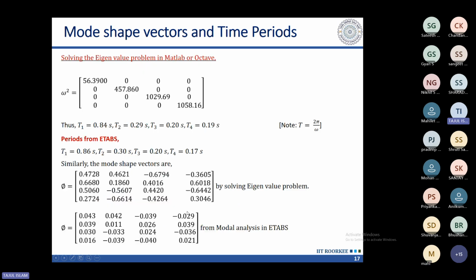If you do this, then you get this. This is your matrix for frequency. The term was omega square actually. You get only diagonal terms, and off-diagonal terms are 0 because we have locked all the other degrees of freedom.